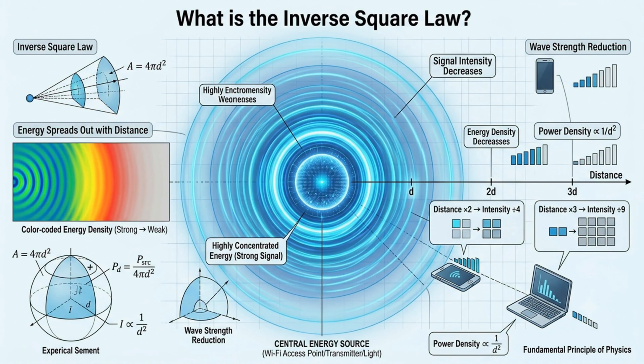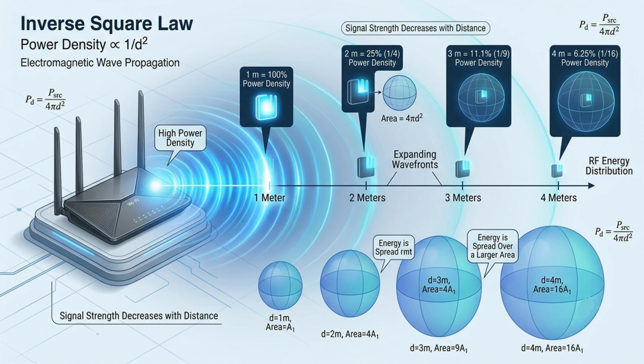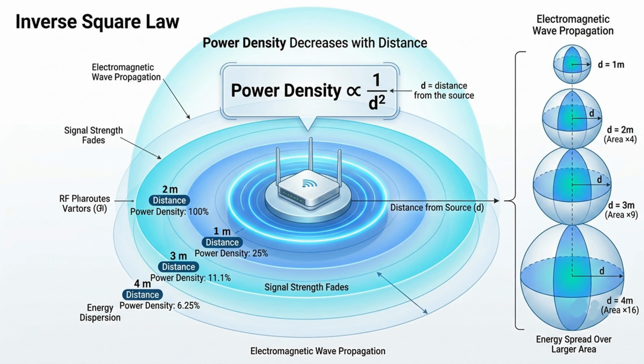The inverse square law is a fundamental principle of physics that describes how the strength of a wave or force decreases as it spreads out from its source. In RF propagation, it states that the power density of an electromagnetic wave decreases in proportion to the square of the distance from the transmitter. Power density is inversely proportional to the square of the distance from the source.